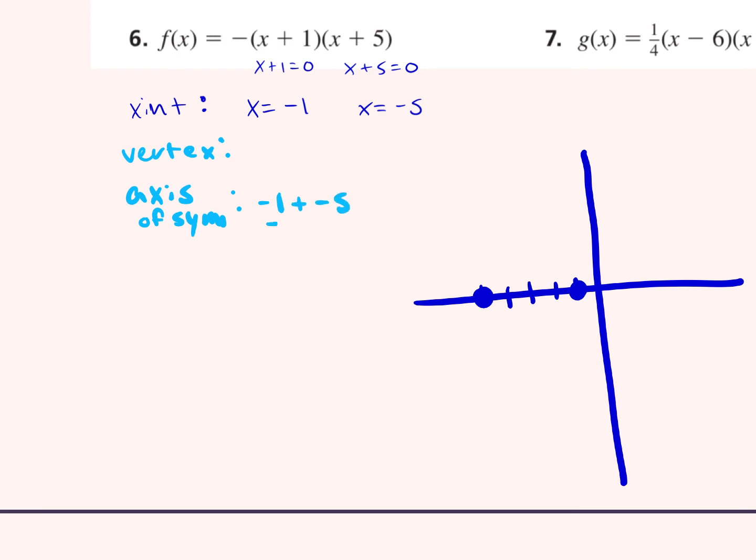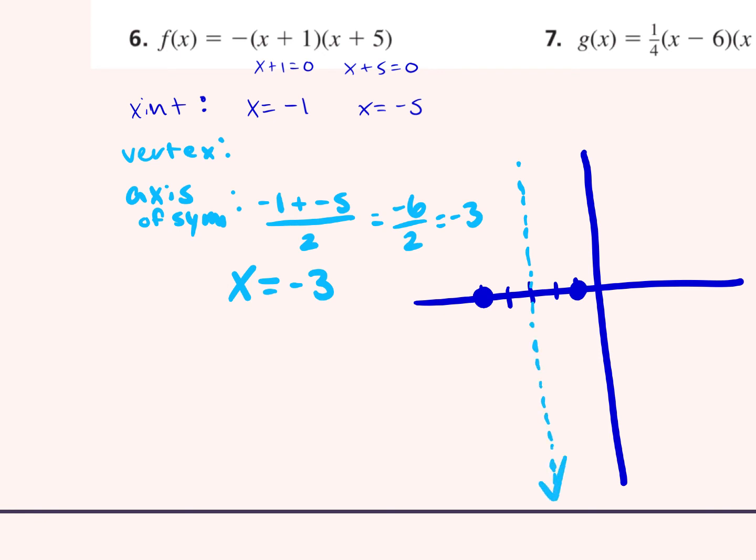Add the 2 intercepts together and divide by 2. So what's negative 1 plus negative 5? Negative 6. And negative 6 divided by 2? Negative 3. So my axis of symmetry is x is equal to negative 3. So I can put a dotted line right through negative 3. It'll always be right in between your x-intercepts. It'll be the center of them. If you did the math here and got a line over here that has nothing to do with your 2 x-intercepts, then you did something wrong with the math. It'll always be right in between them.